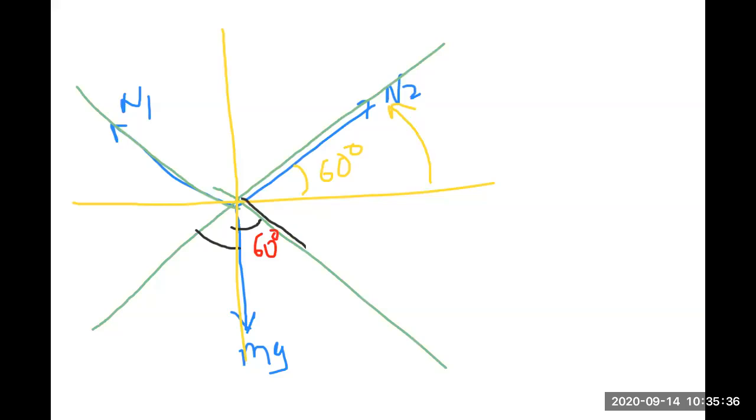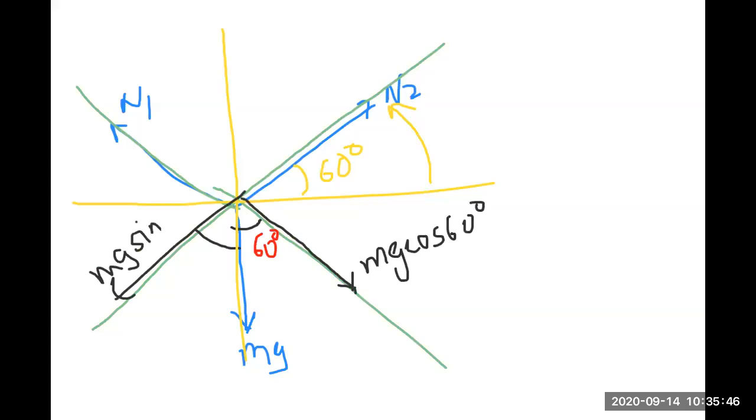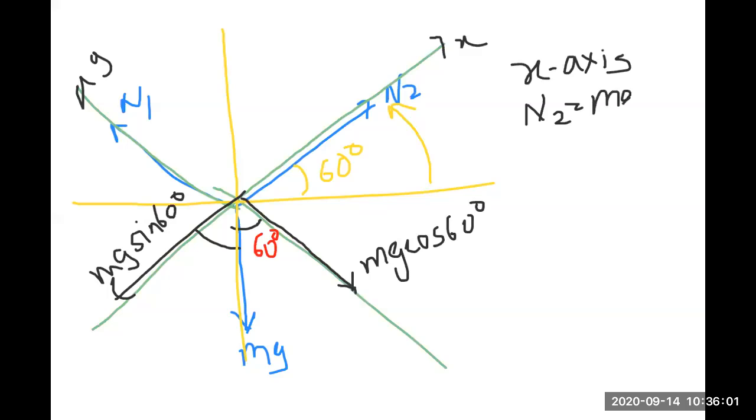And therefore this component of mg must be equal to mg cosine 60 degrees. This component of mg must be mg sine 60 degrees. Right? And therefore, if I am saying that this is the x-axis and this is the y-axis, then along the x-axis, I will get N2 is equal to mg sine 60 degrees. That is equal to root 3 mg by 2.